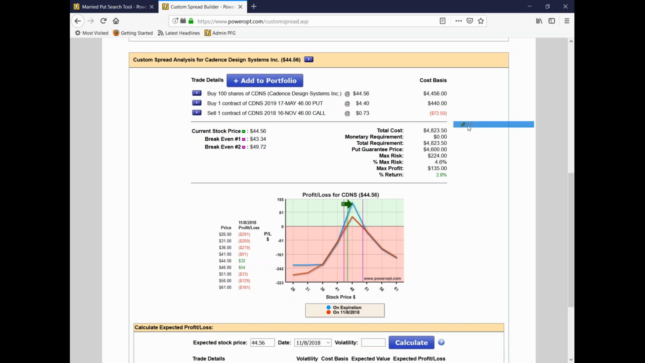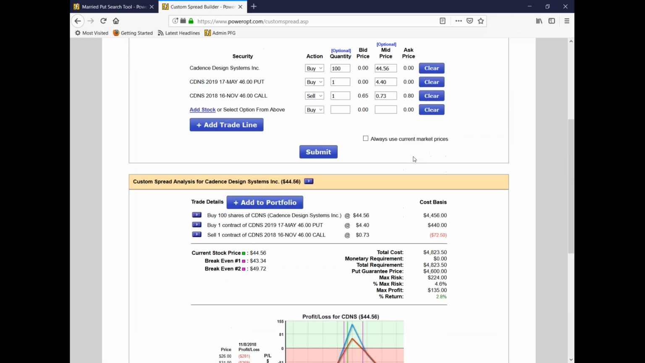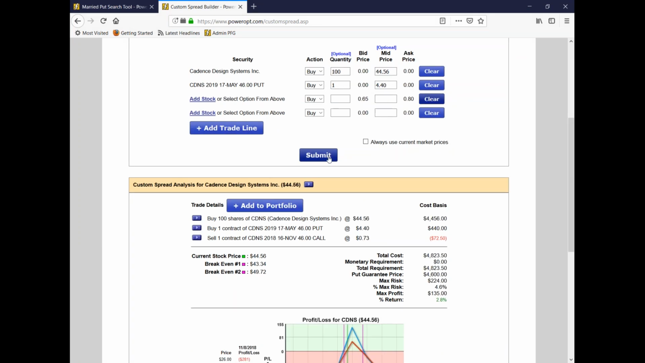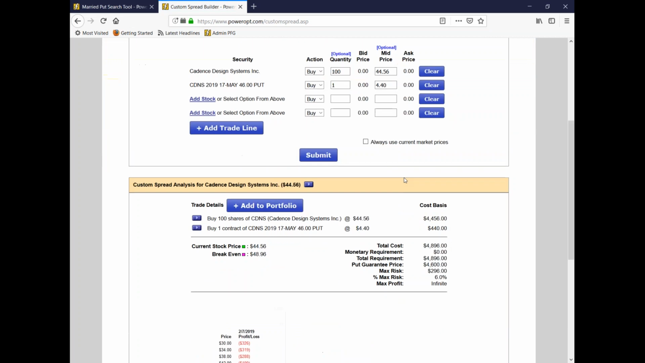But again, if my expectation when I opened this trade was that this stock had the potential to be trading around 47.5, up about 4 or 5% from the initial purchase price, is this the structure I want? Do I want to be here? No. Probably rather just leave it open at this time with the standard married put position.